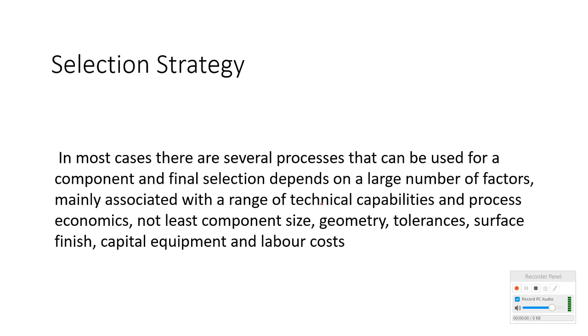For example, one single component, we can use several processes in order to manufacture it, but how are we going to narrow down our understanding in order to get this technology selected? For example, shall we look into the number of parts we want to make, the technical capability, the economy, or the component size, the geometry, the tolerance, surface finish, capital equipment, labor cost? All this is contributing to the strategies that we want to use for selections.